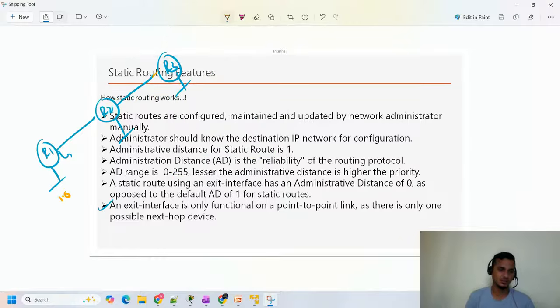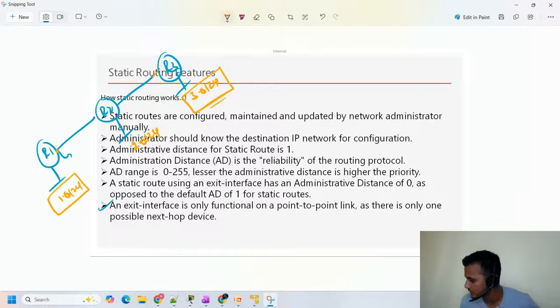So here we have a 1.0/24, here we have a 2.0/24, and here we have a 3.0/24, right? So now what you are going to configure, the exit interface or the next hop to reach this? Since from the 1.0 network, if you want to reach 3.0, which would you configure, the exit interface or the next hop IP address?